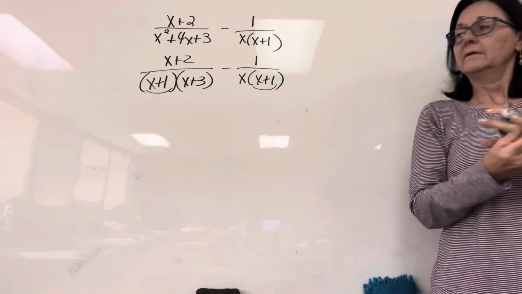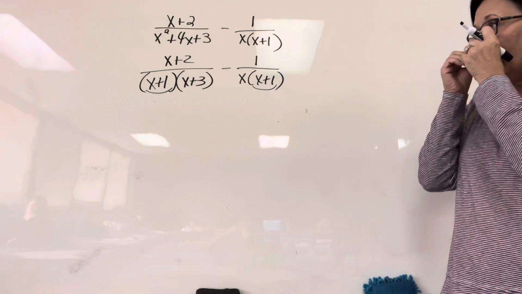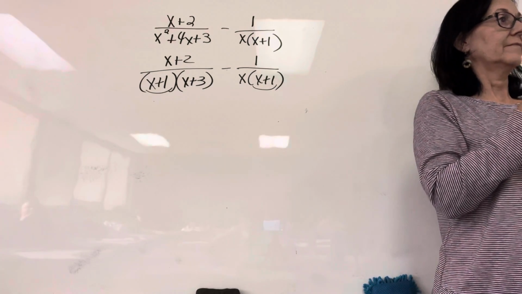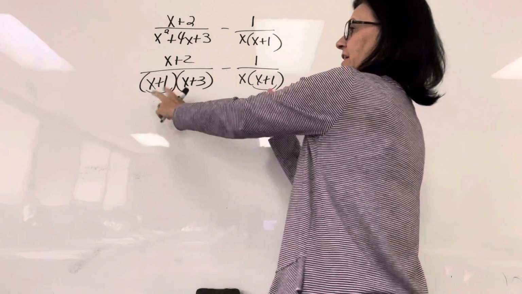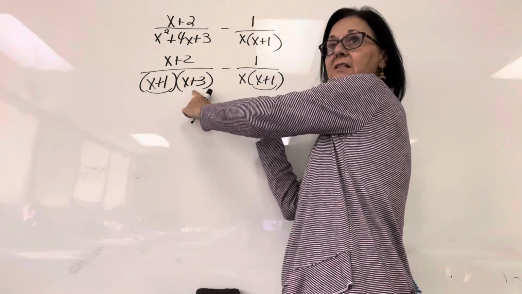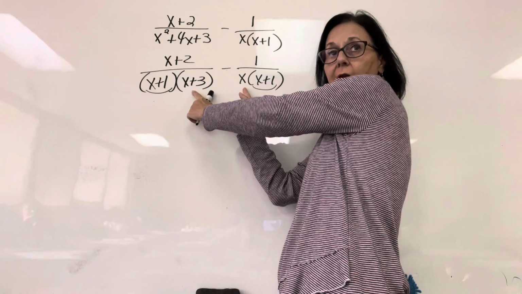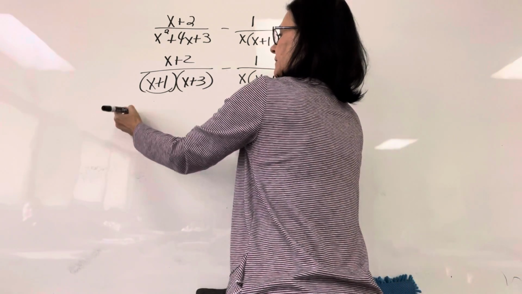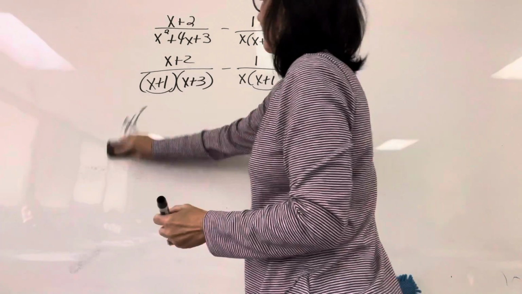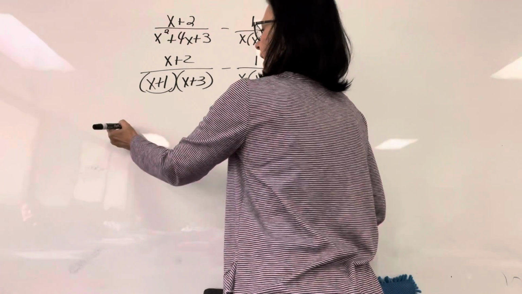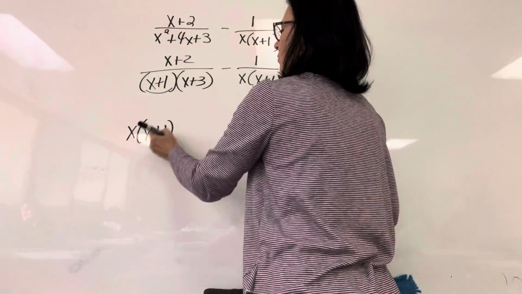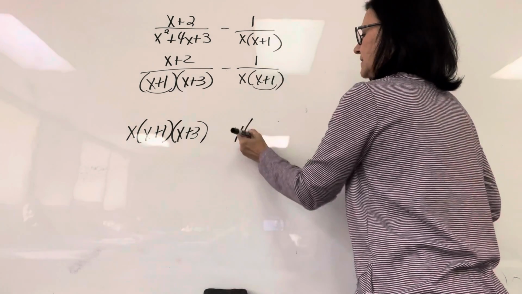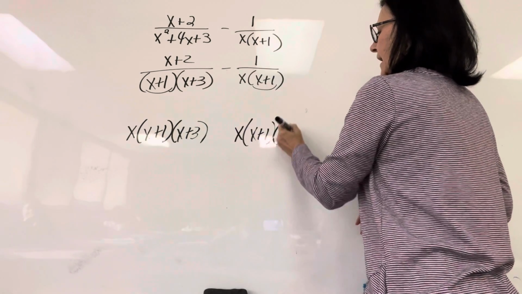So, Jesse, what would be my common denominator? X times x plus 1 times x plus 3. That's right. I need every term. I need this one that they have both in common. I need this one that only one has. And I need this one that only one has. Does that make sense? It's going to be x times x plus 1 times x plus 3. I don't need to distribute that.